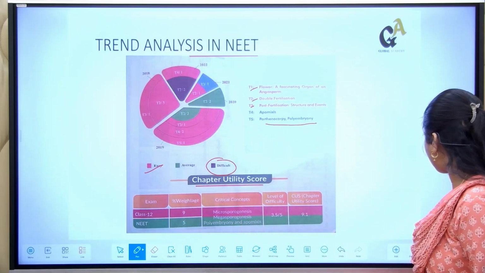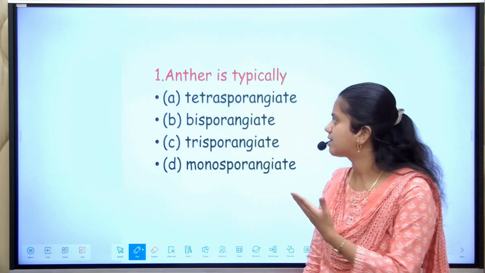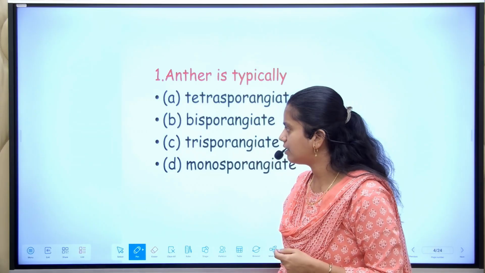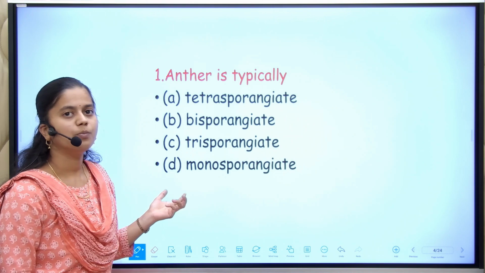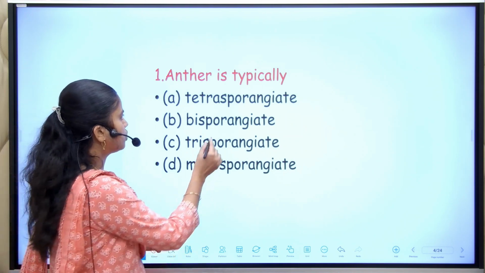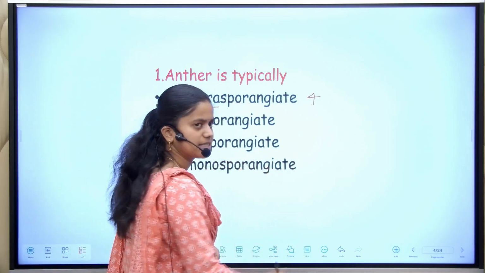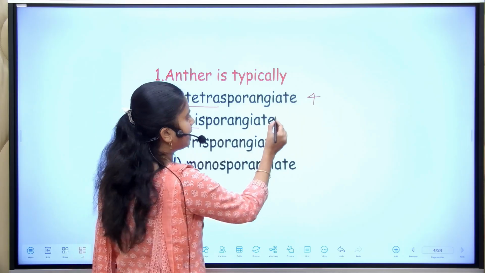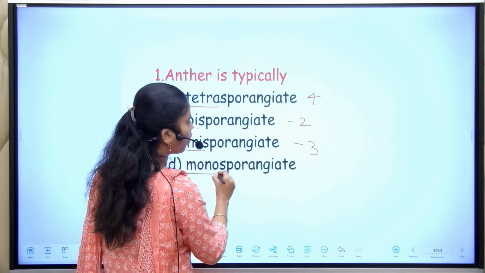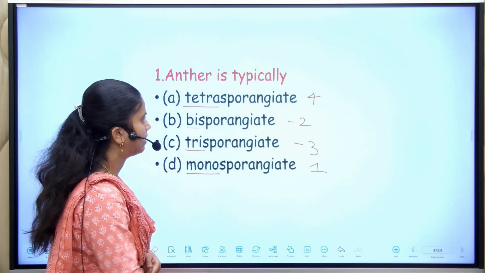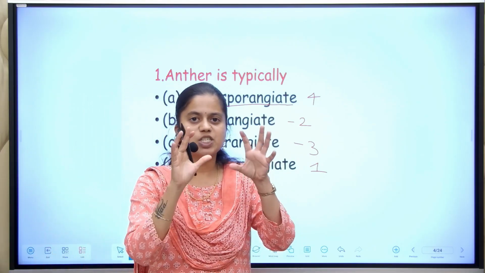Are you ready, students, for this? Yes. See, regarding the anther, the options go as: A, tetrasporangiate, B, bisporangiate, C, trisporangiate, D, monosporangiate. So what does the word tetra indicate? The word tetra means 4. Is it correct? The word bi indicates 2, whereas tri indicates 3 and mono indicates 1. Then the common word is sporangiate. Sporangiate means the spore sacs or the lobes.